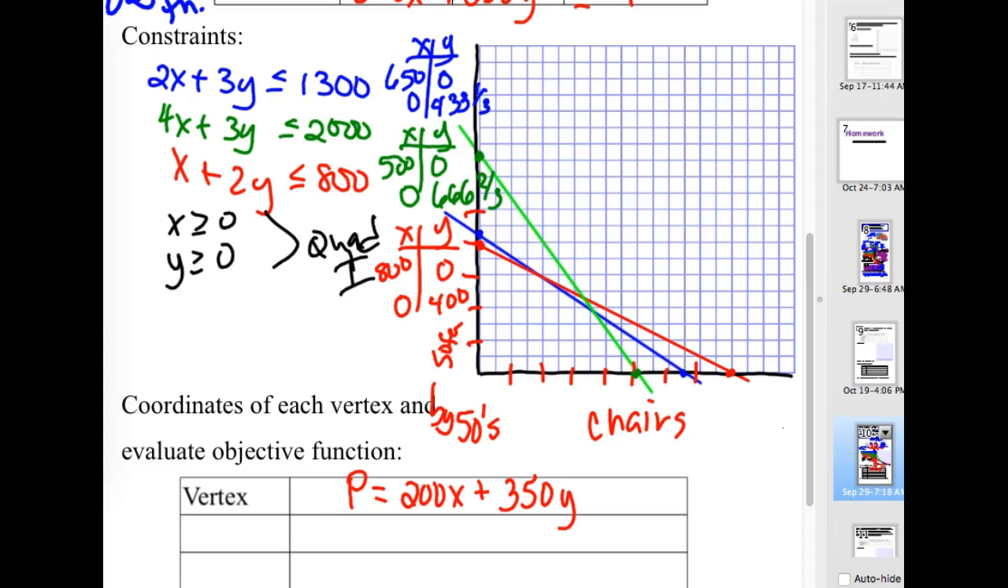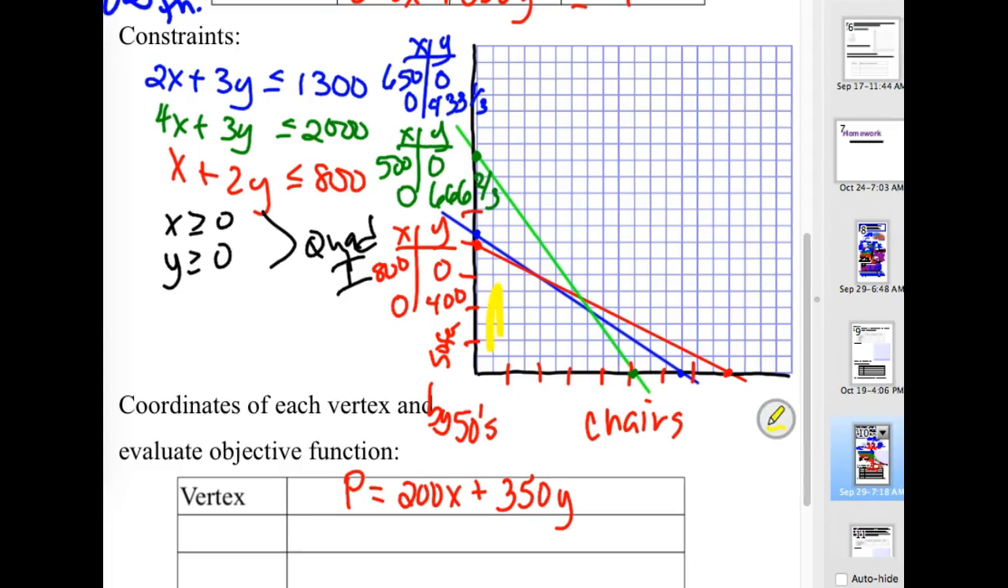Okay, so you've got our lines drawn. Are we shading above or below? On those lines, above or below? Below on everything? Okay, so our feasible area then would be down in here? Yes or no? All right. So finding our vertices.